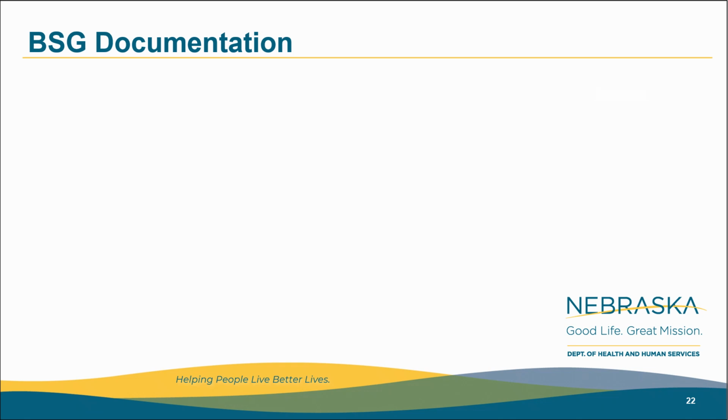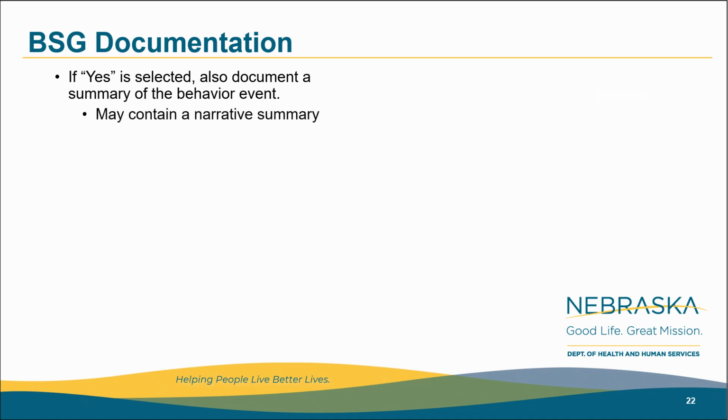If you indicate that a behavior of concern has occurred, please be sure to also provide a summary of the behavior event. This summary may contain a narrative or descriptive summary, if you feel that is important for additional information. Your summary should also include an ABC summary.